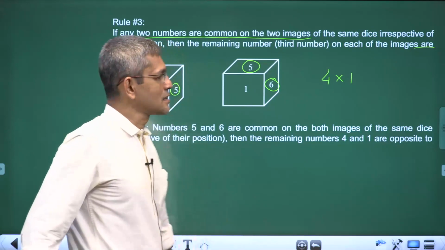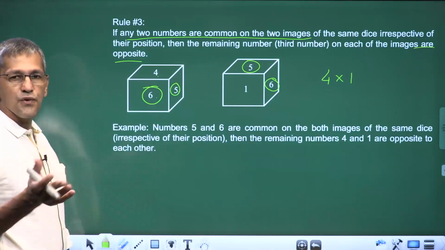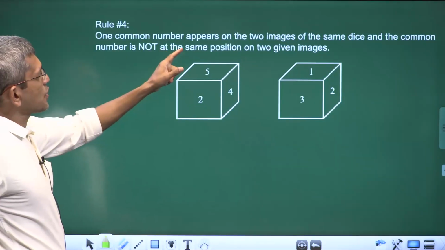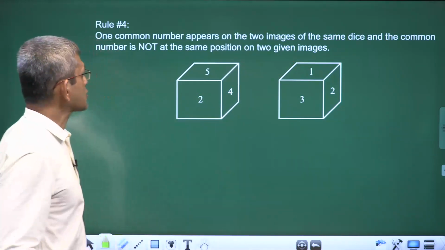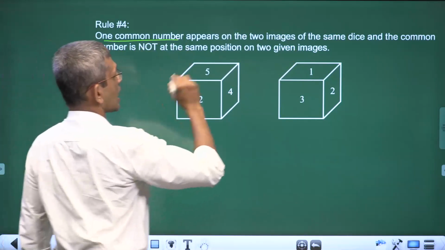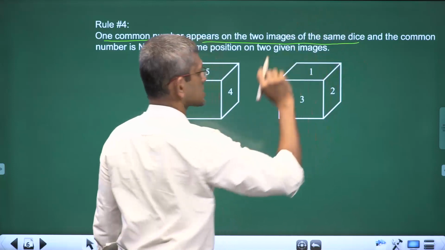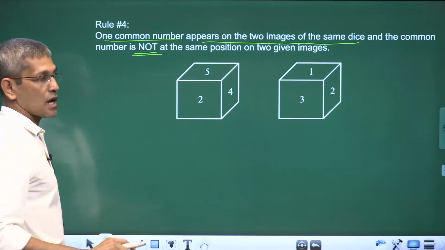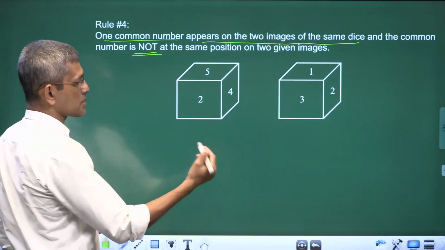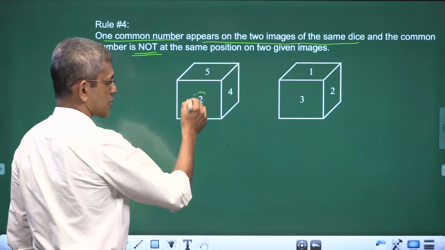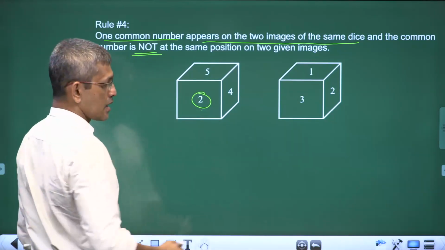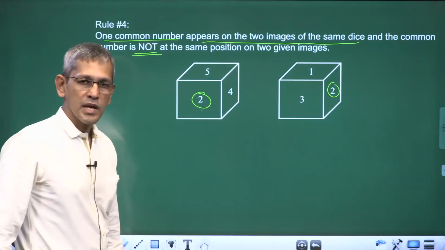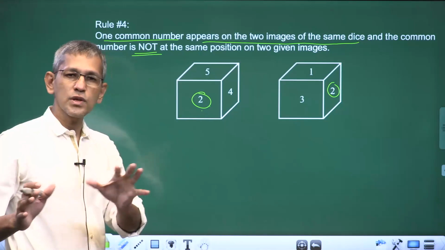You got it? Now we go for rule number 4. What does rule number 4 talk about? One common number appears on the 2 images of the same dice, and the common number is not at the same position. See that? Which is the common number? 2 is the common number. So we have 2 right here, and in the second image, 2 is right here. 2 is not at the same position on both images. If 2 is at the same position on both images, what kind of rule do we apply?